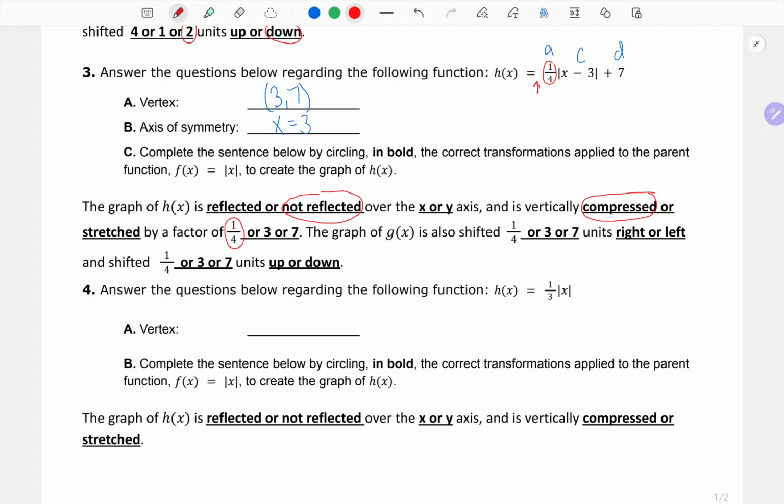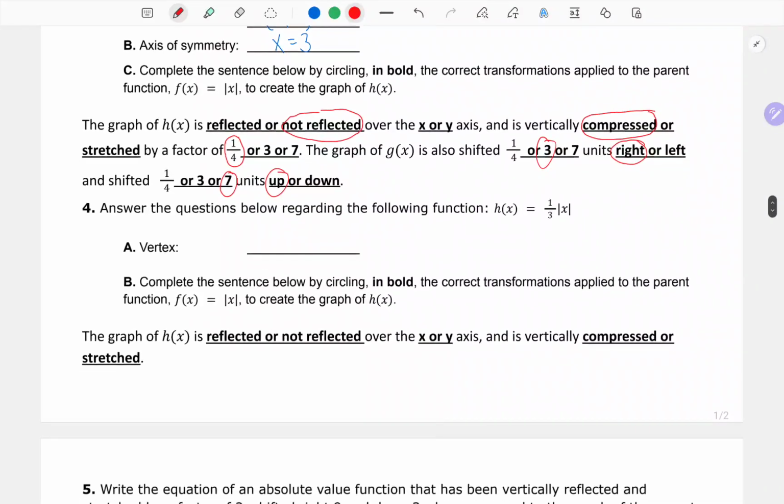The graph of g of x is also shifted. So this is c. It's going to go right or left. That's inside of the absolute value, which is positive 3, so it goes to the right. Then our d is right here, and it goes 7 units up.